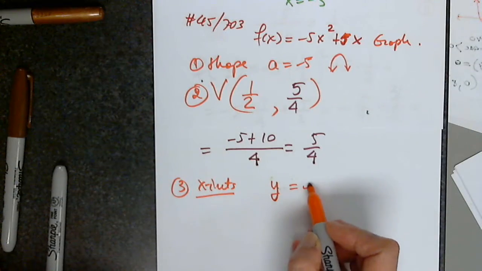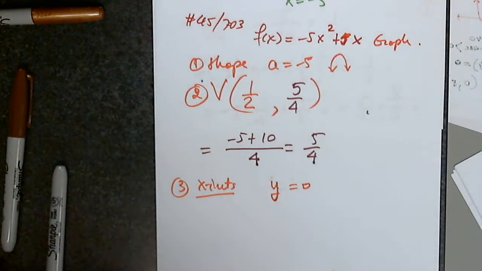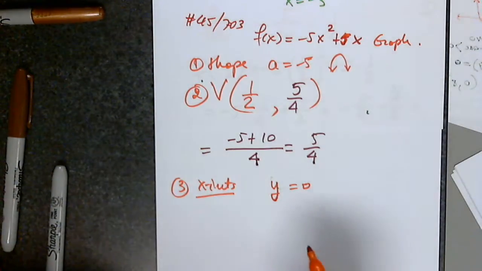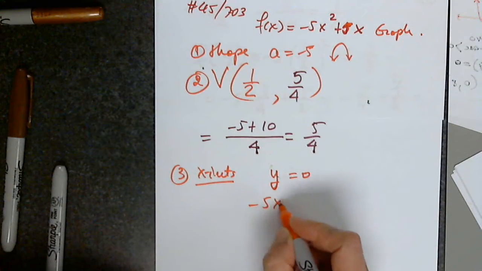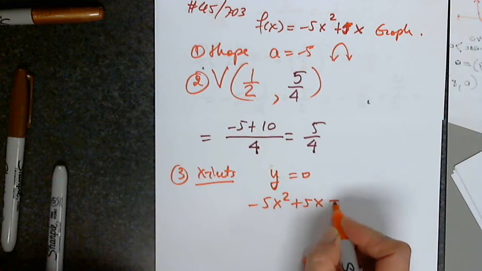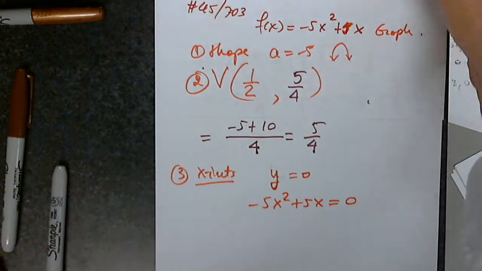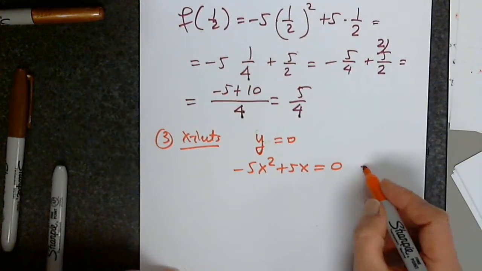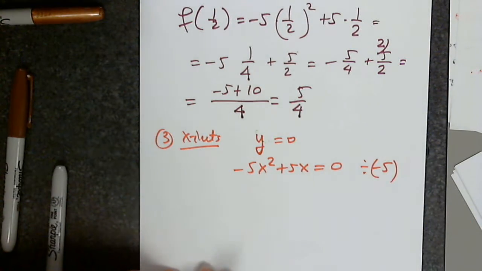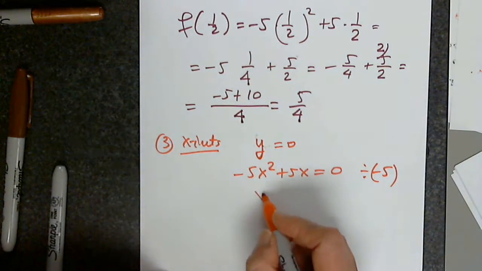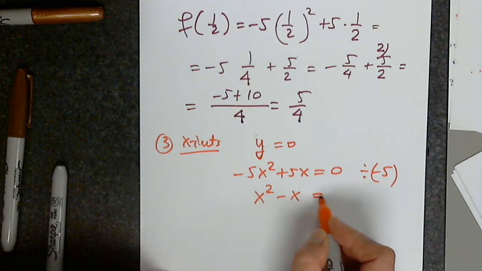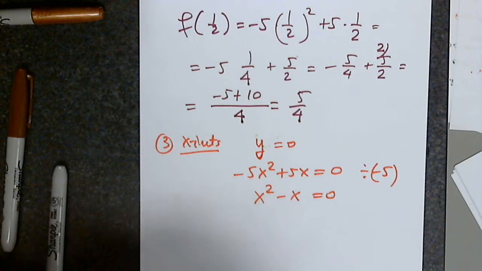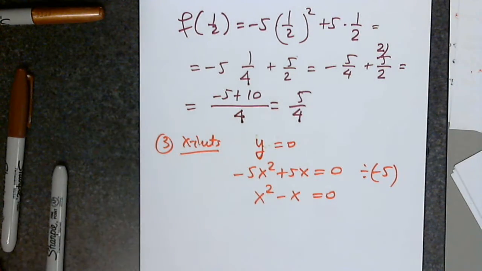I said y equal to 0, right? For finding the x-intercepts, I said y equal to 0. So -5x squared plus 5x equals 0. Good. Yes, I will divide both sides by -5 because I want to simplify. So then I get x squared minus x equals 0. And I cannot divide by x. That is not allowed.